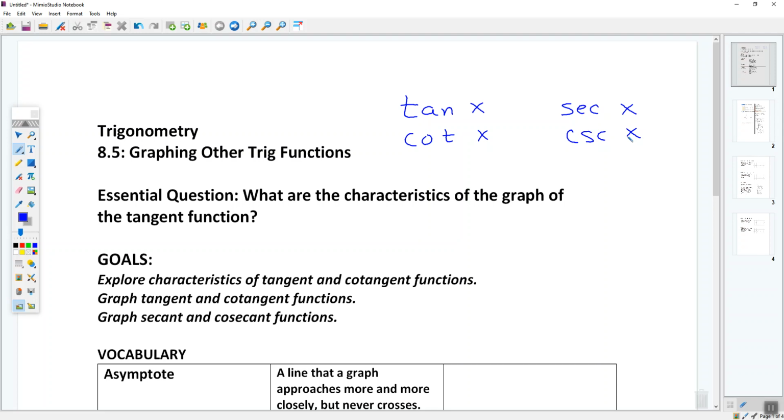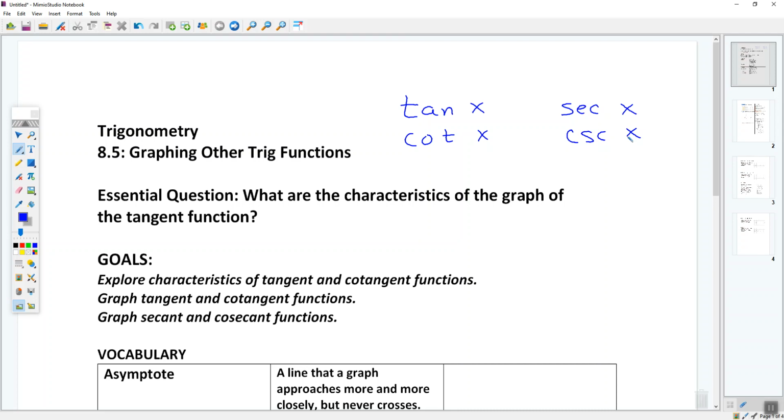Central question today, what are the characteristics of the graph of the tangent function? We're going to take what we learned from the tangent function and apply it to the other three, cotangent, secant, and cosecant today. So in order to answer our question, we need to be able to explore characteristics of tangent and cotangent functions. We're going to graph the tangent and cotangent along with graphing secant and cosecant functions.